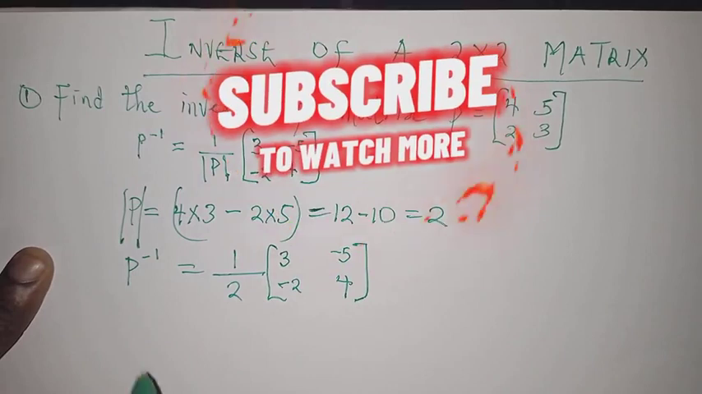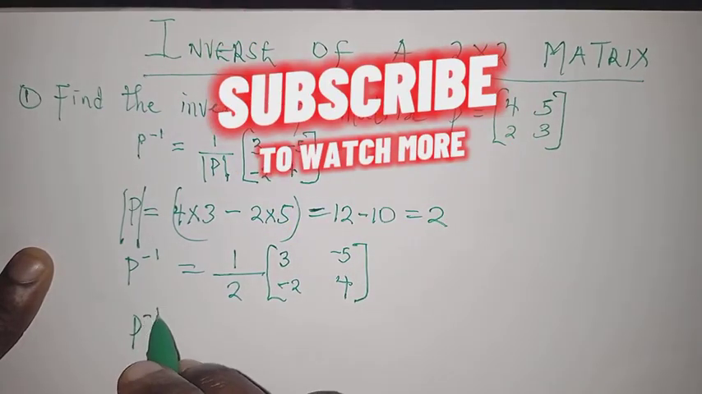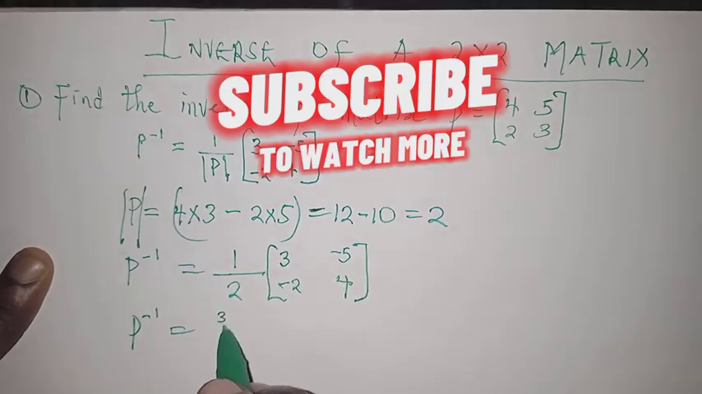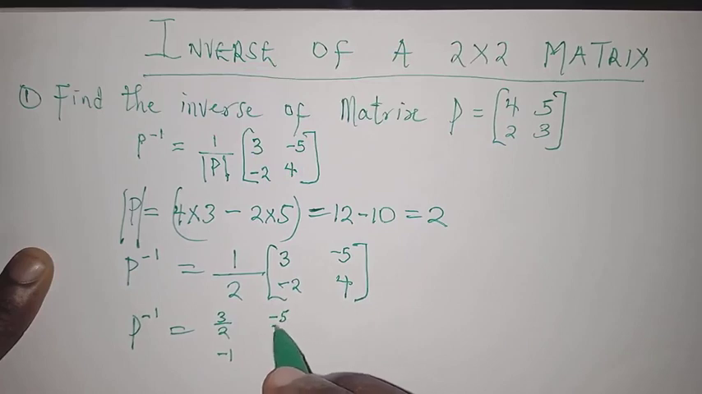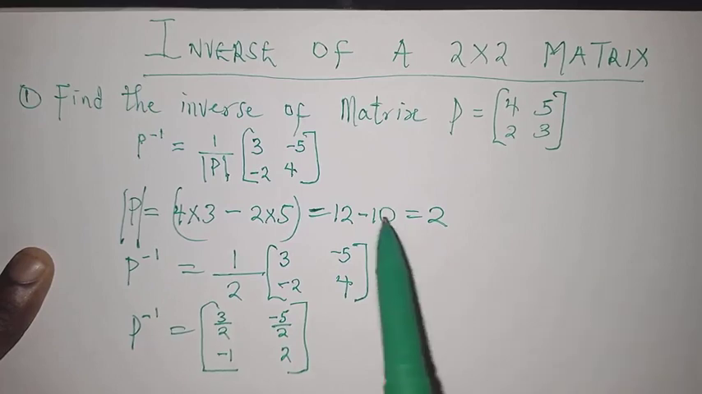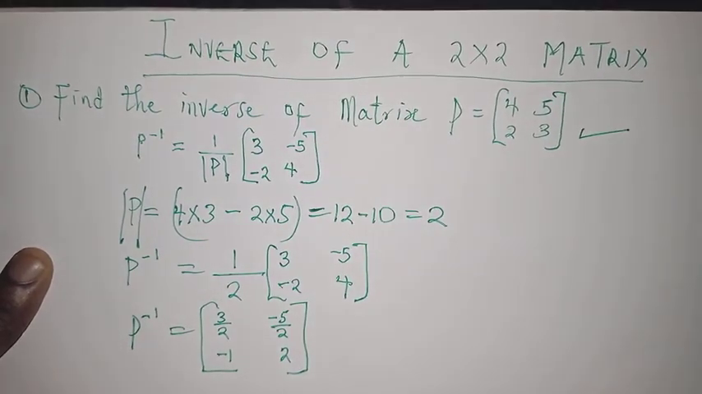Okay, so we can then decide to break whatever we have, because this simply means that 2 is going to divide everything we've got here. So it's going to be 3 over 2 here, this is going to be minus 1, this is going to be minus 5 over 2, while this is going to be 2. So this is the inverse of the matrix P.